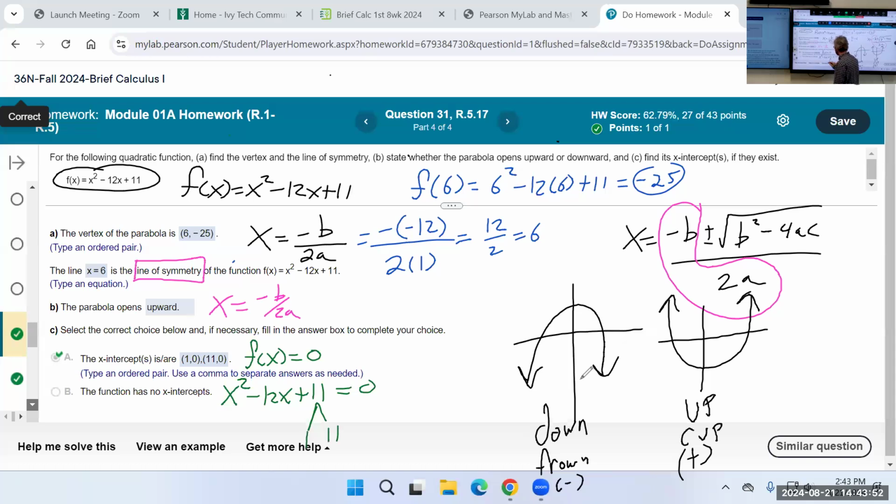So 1 and 11. And for them to add to negative 12, I would need them to both be negative. So I can factor this as x minus 1, x minus 11 equals 0, x equals 1 or 11. See, x-intercepts. So that's review, but I thought we should review instead of just assume.